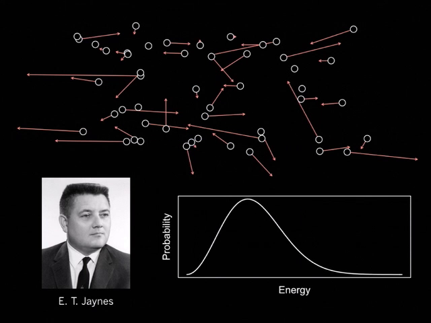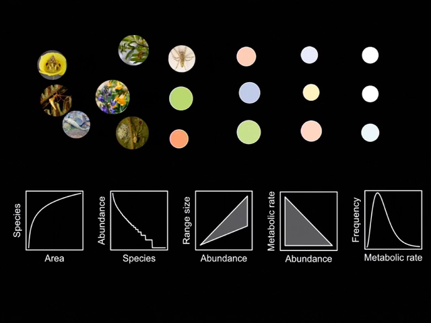So this mathematical framework was applied by Jaynes famously to derive most of classical statistical mechanics, and we can use it to derive a lot of what we might call macroecology, the description of biodiversity at a very coarse grain.